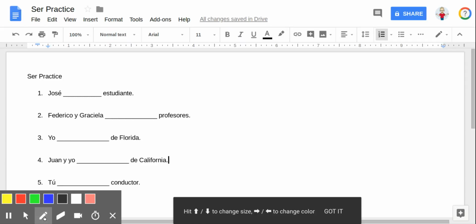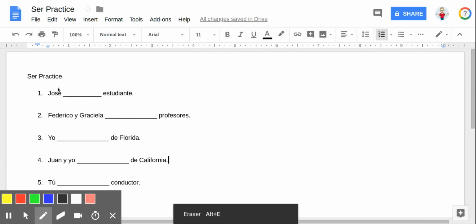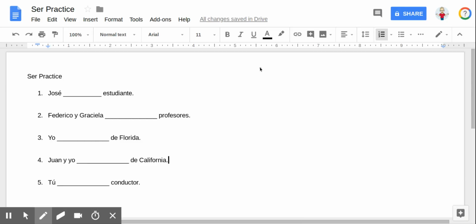Hey everybody, so I wanted to give you another opportunity to practice using the verb ser in the present tense. Remember, the verb ser means to be. Before we do these sentences, what I want to do is draw up two charts for you.